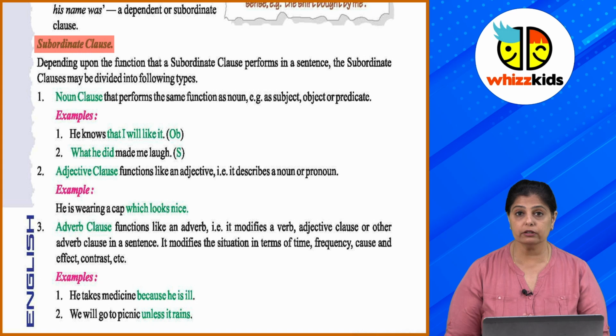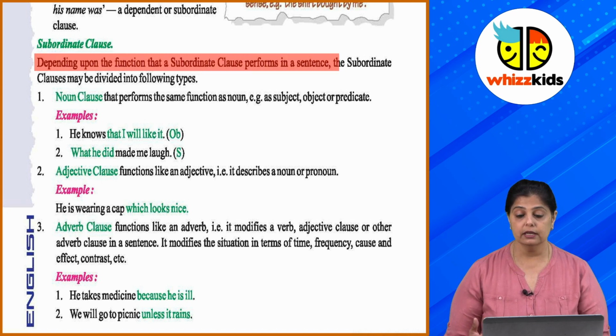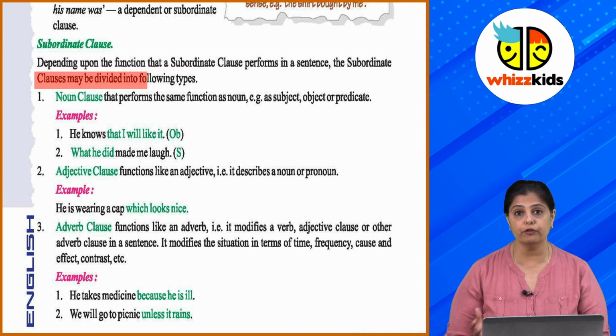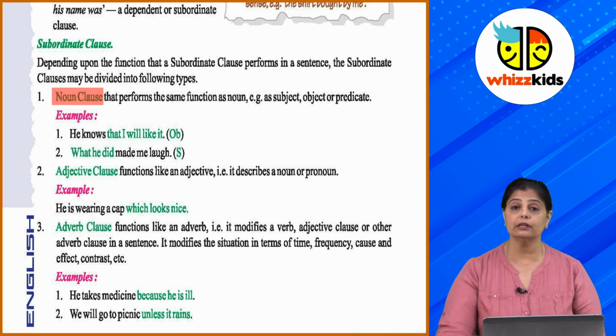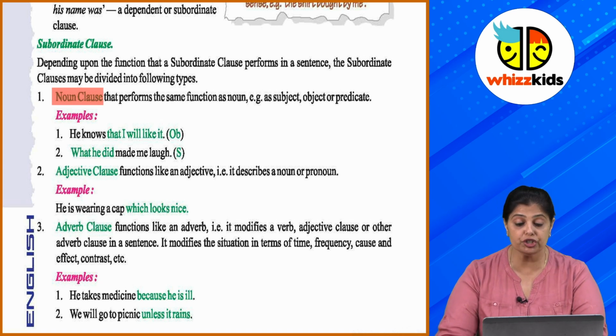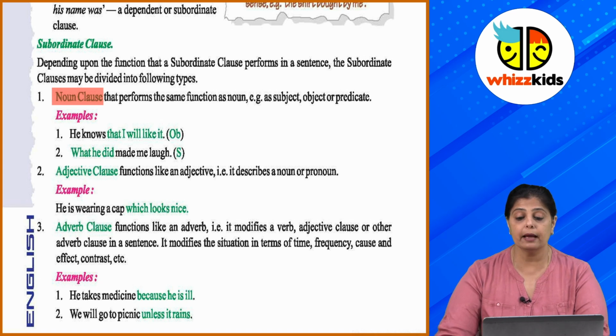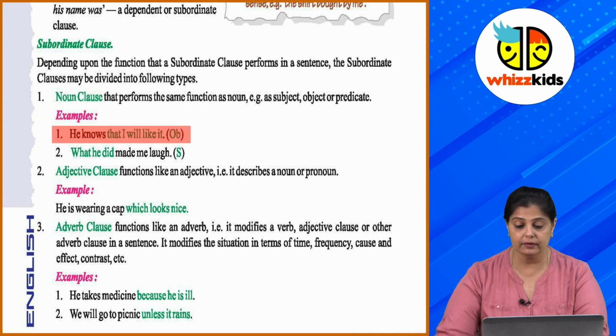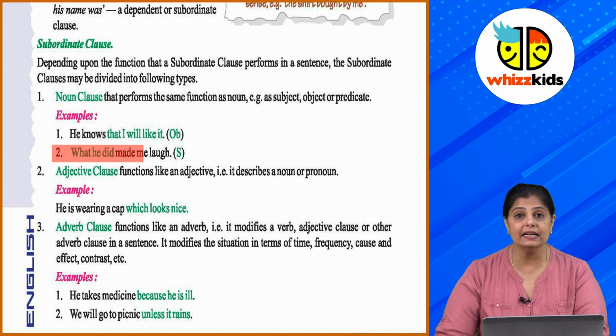अब subordinate clause में क्या होता है? It depends on the other clause which is the main clause पे depend होता है. Now, depending on the function that the subordinate clause performs in a sentence, the subordinate clause may be divided into the following types. Okay, first आता है noun clause. Okay, now noun clause में क्या होता है? It performs the same function as that of a noun. Noun के जैसे ही function करते हैं. Example, as subject or as an object or as a predicate. Example, he knows that I will like it. What he did made me laugh.